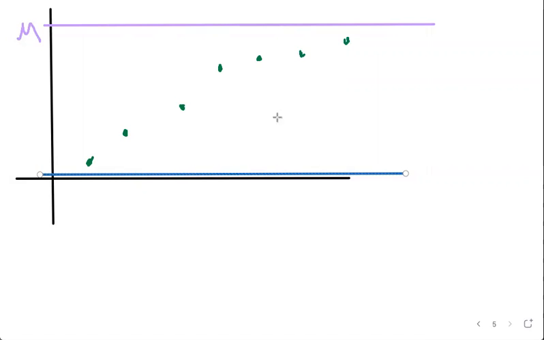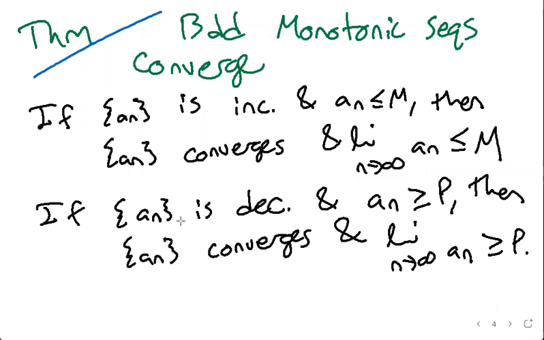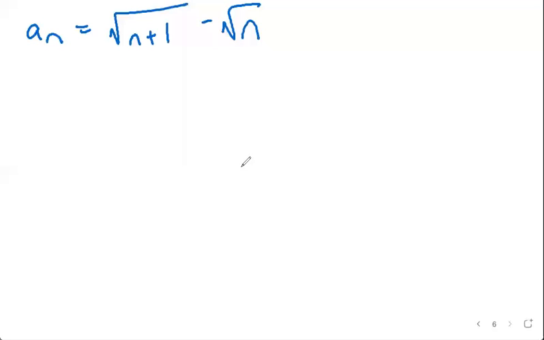In the picture, it looks exactly the same for the other part: if a sub n is decreasing and it's bounded below, your sequence also converges. To finish off this video set, suppose that a sub n is equal to the square root of n plus 1 minus the square root of n. We want to show that this sequence converges. How do we do that?